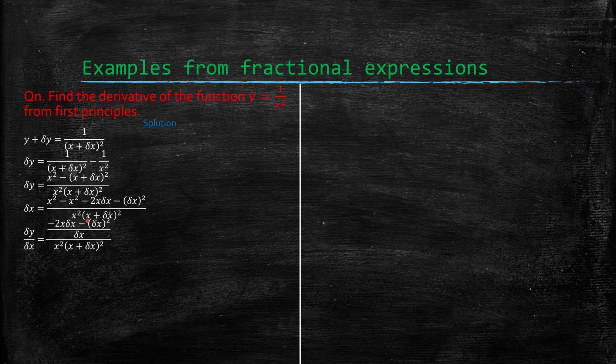Therefore, from that step, we are going to divide by small change in x, and on dividing by small change in x, our expression becomes small change in y over small change in x being equal to negative 2x minus small change in x, because the small change in x goes with one of them here.